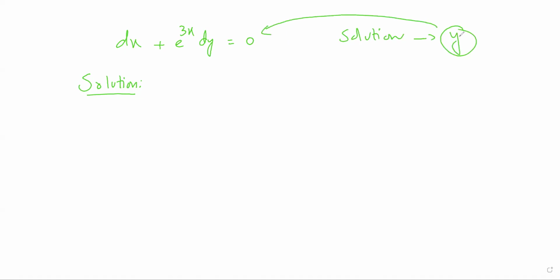Okay? The y which satisfies this differential equation will be the solution of this differential equation. Now we apply the variable separation method. So dx plus e^(3x) dy is equal to 0. This implies that dx is equal to minus e^(3x) dy.